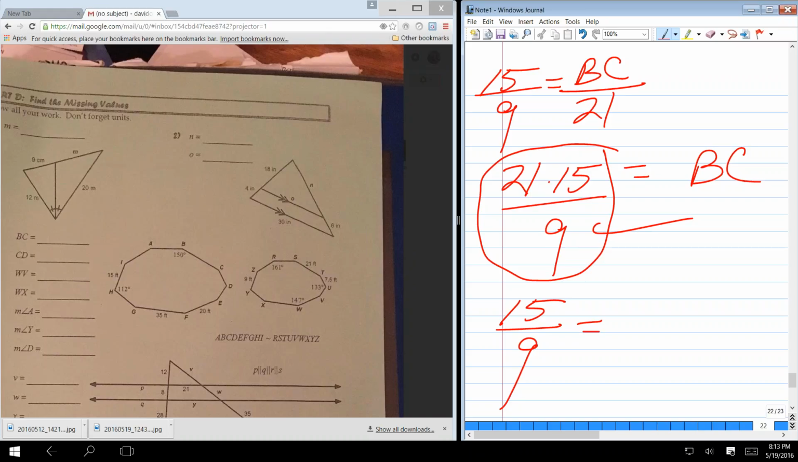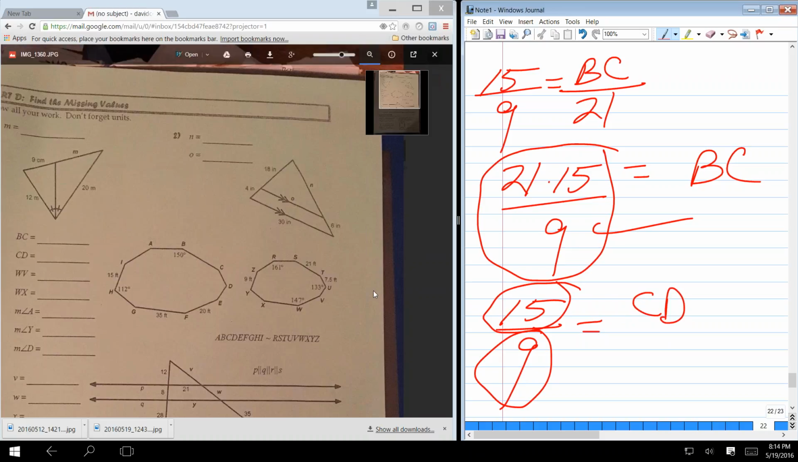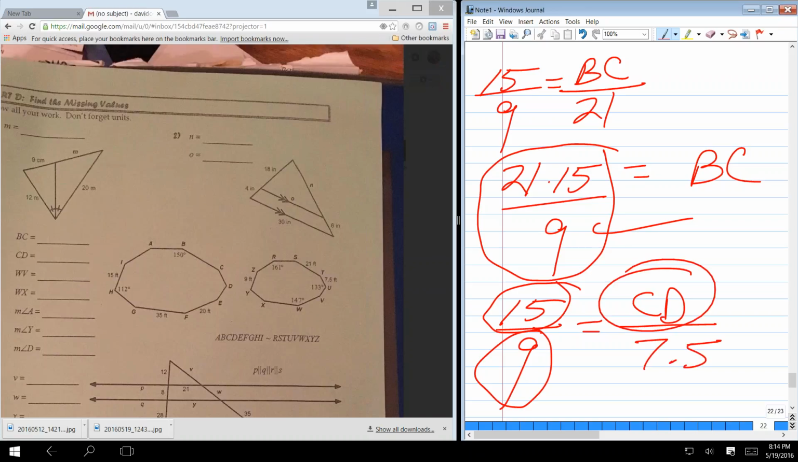What goes on the other side of that equation? 15 over 9 is equal to CD over 7.5. Make sure you get it in the right order: big over little has to be the same. You can't reverse it. Big over 7.5. And then, again, our variable's in the numerator, so all we have to do is multiply both sides by 7.5. We don't have to cross-multiply.